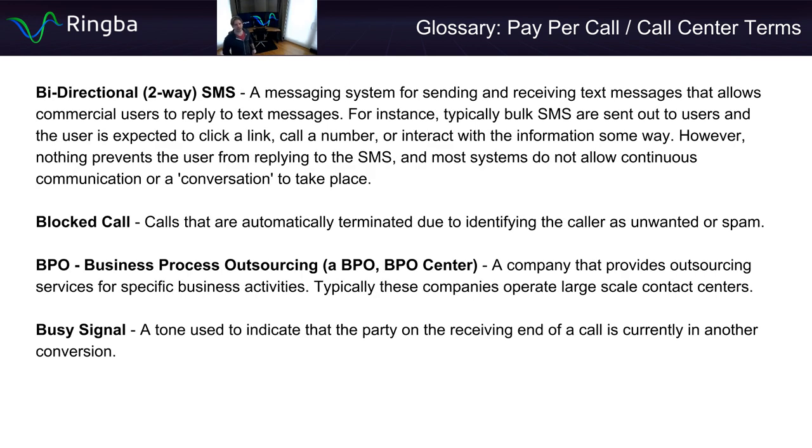Bidirectional two-way SMS is a messaging system for sending and receiving text messages that allows commercial users to reply to the text messages as they come in. For instance, typically bulk SMS are sent out to users and the user is expected to click a link or call a number or interact with the information inside the SMS in some way. However, nothing prevents the user from replying to the SMS, and most systems do not allow continuous communication or a conversation to take place.